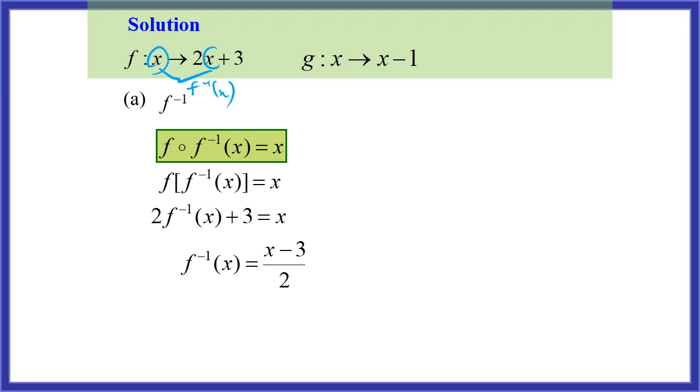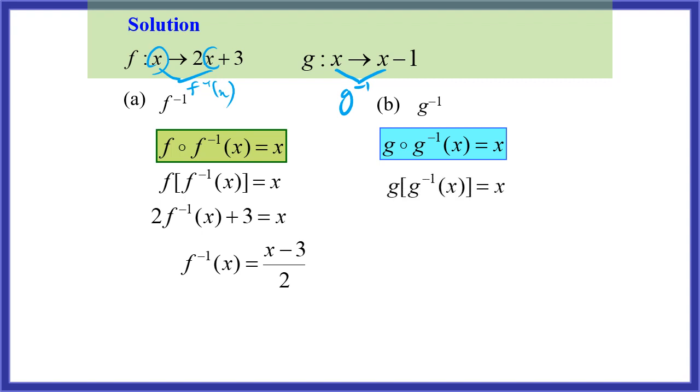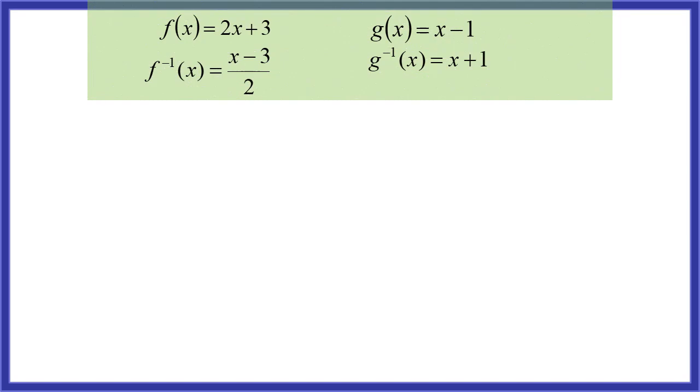How about B? We want to find g inverse, right? So the same property we need to use is g of g inverse x equal to x. So what is our g? gx is equal to x minus 1. So if we replace the x with g inverse, we will have g inverse x minus 1 is equal to x. And then g inverse is actually equal to x plus 1. So we have both f inverse and g inverse. Now let's continue to solve question C.